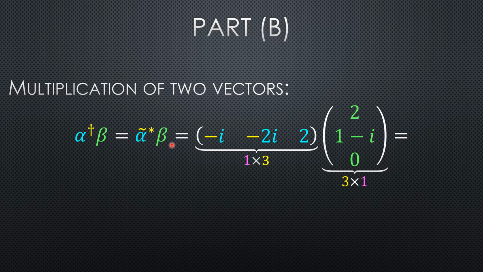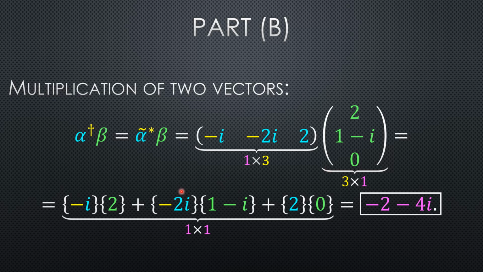So that being said, our alpha was a 3 by 1. Taking the transpose makes it a 1 by 3. Taking the conjugate flips the signs on the complex parts of this. That being said, our inner dimensions here match, 3 and 3, and our outer dimensions tell us what result we're going to have. So taking this row, multiplying it into this column, leaves us with this here, which again is a scalar, so we get a 1 by 1.